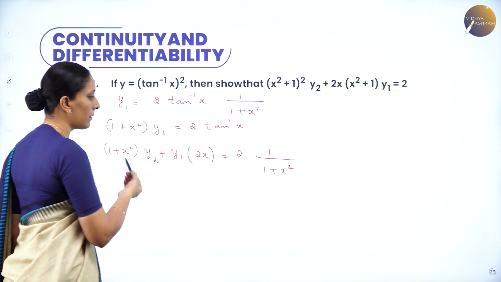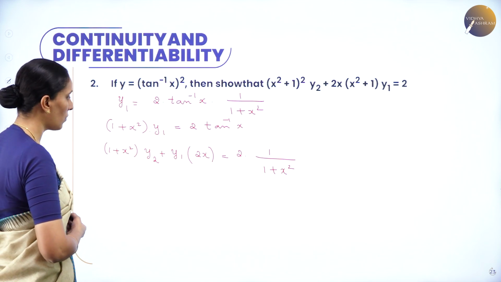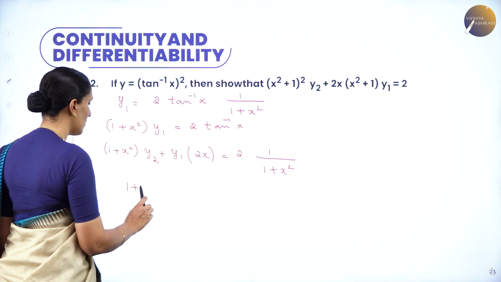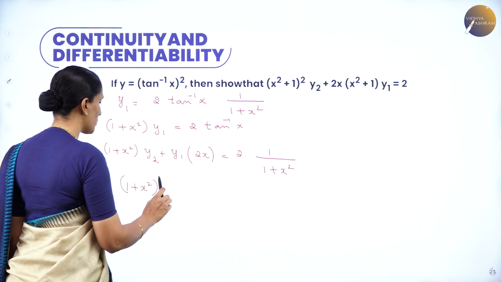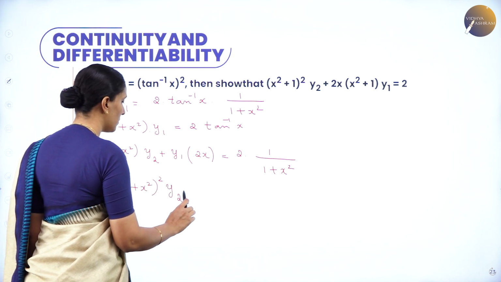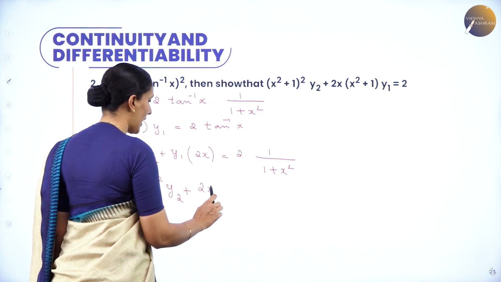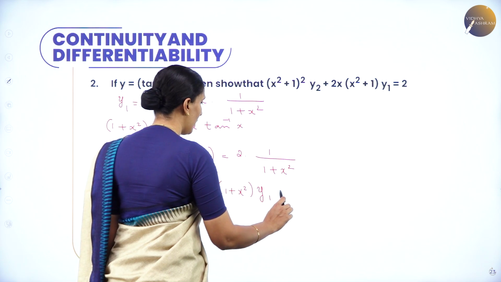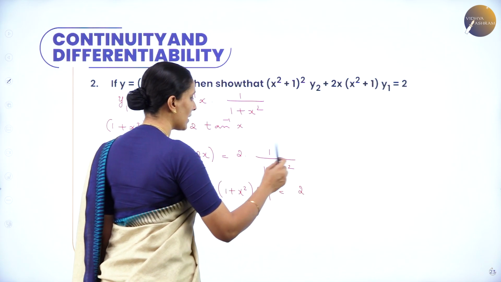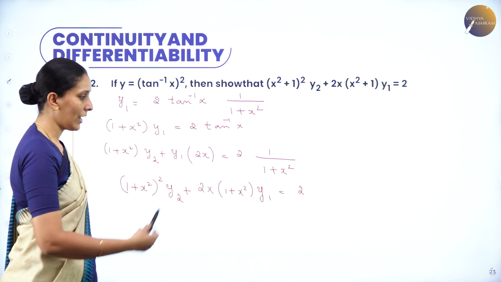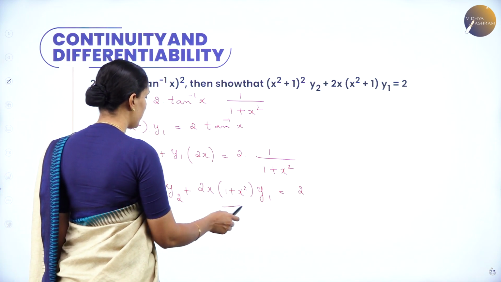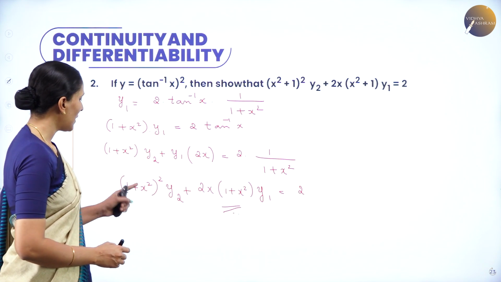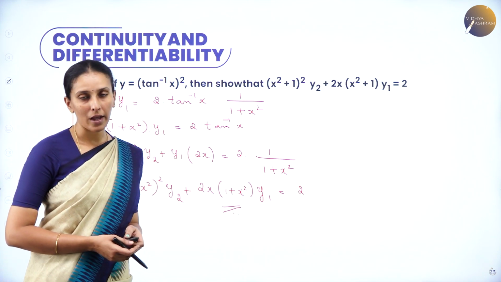Now again I'll multiply 1 plus x square throughout the equation. So 1 plus x square into 1 plus x square is 1 plus x square whole square y2 plus 2x, multiplying 1 plus x square into y1 is equal to 2. So 1 plus x square cancels on the right hand side. Hence the equation is proved. So here 1 plus x square is same as x square plus 1.